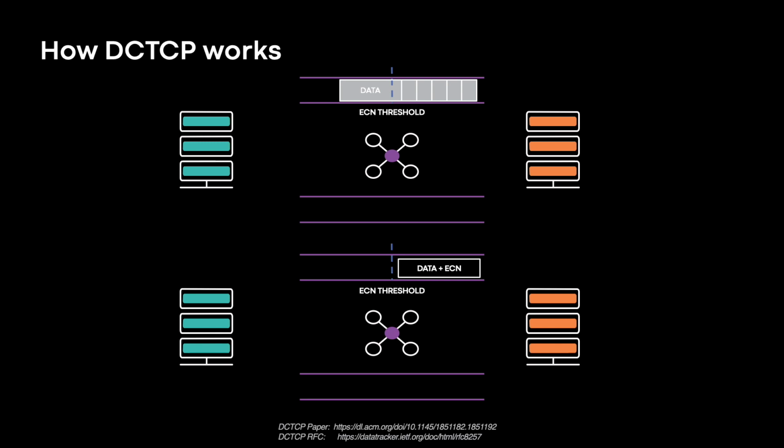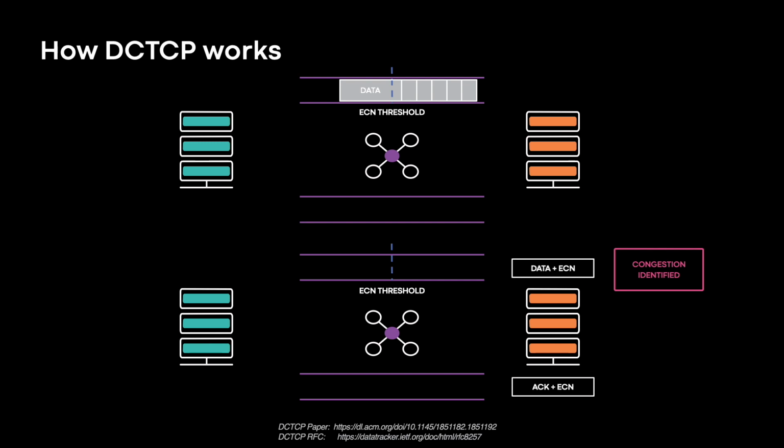Now, we see that the data is queued, and then when the data is to be relayed, the ECN bit is set on this data. This tells the other end that there is congestion identified. Now, when this data is to be acknowledged, the ECN flag is sent back to the original sender, telling it to slow down.